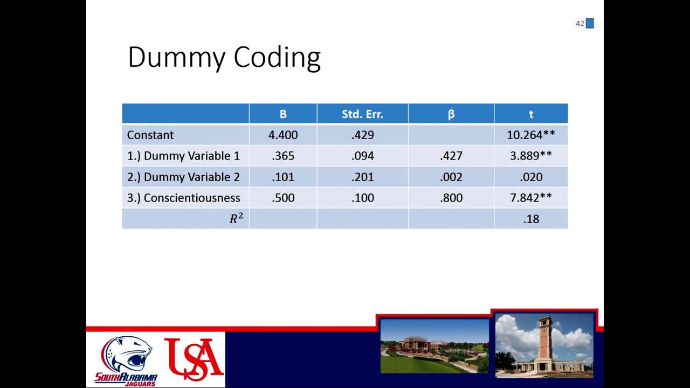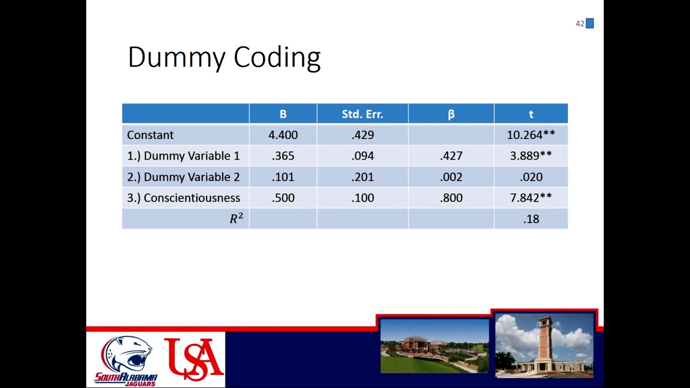And as you can see, dummy variable 1 is once again significant. So we would still say there's a significant difference between Dr. Howard and Dr. Smith based on these results. Dummy variable 2 is still not significant. So we would say there is no difference between Dr. Howard and Dr. Chow based on these results. And then we would say that there is a significant effect of conscientiousness, and therefore there is a significant linear relationship between conscientiousness and our outcome, whatever that might be in this example.